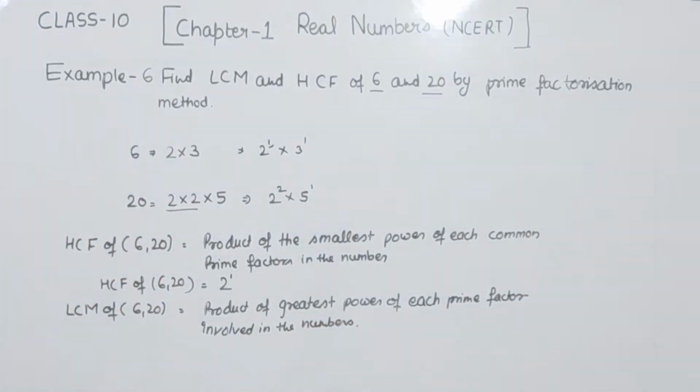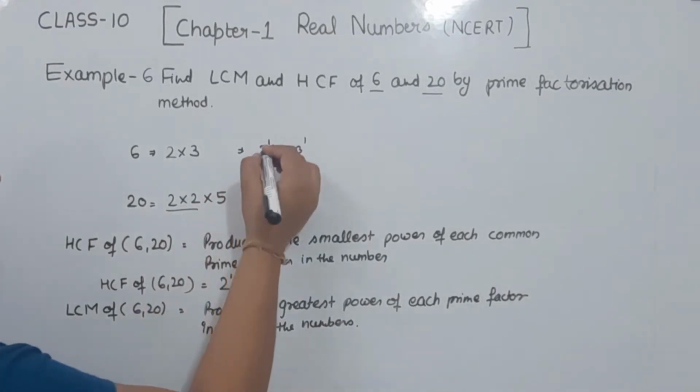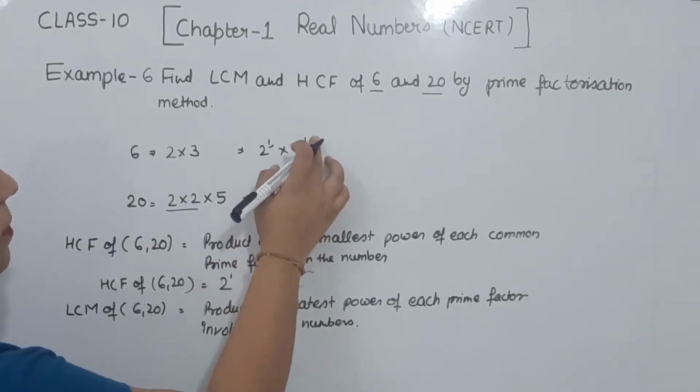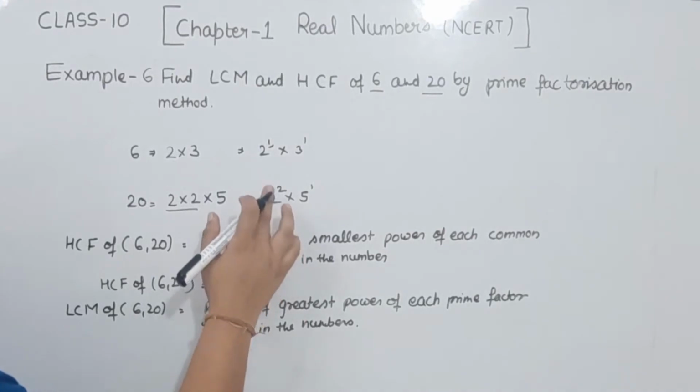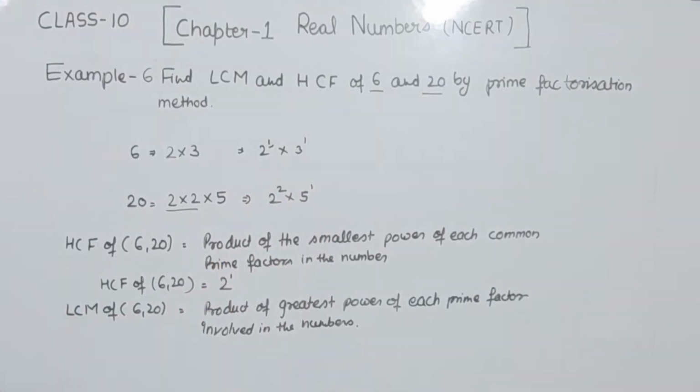So first of all, we have to find the greatest power. The greatest power we are having here is 1 for both of them, in this one the greatest power is 2, and in this one we are having 5 to the power 1. Now, the product of the greatest power of each prime number.